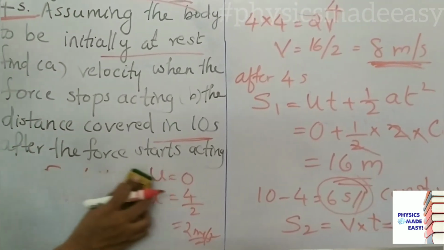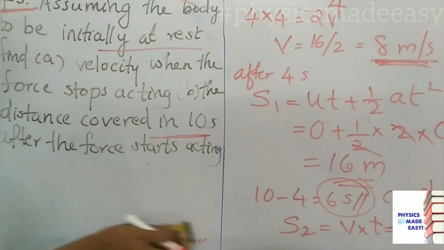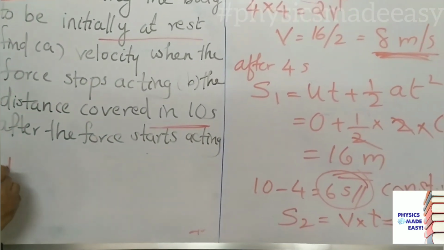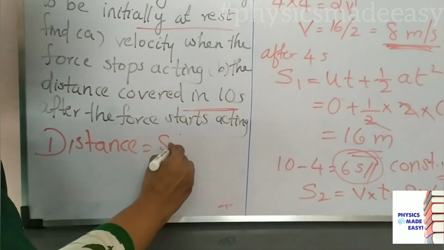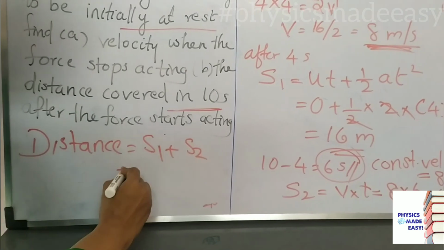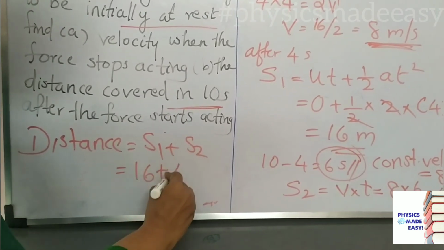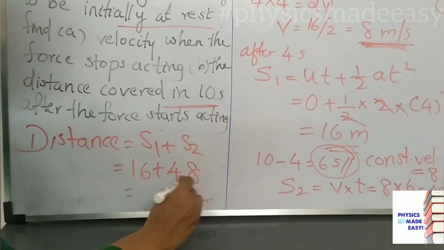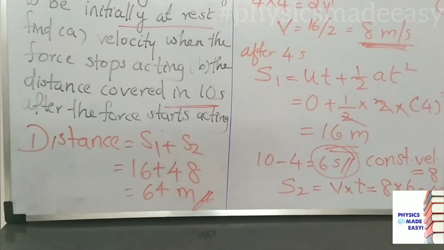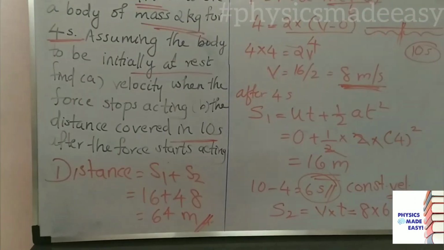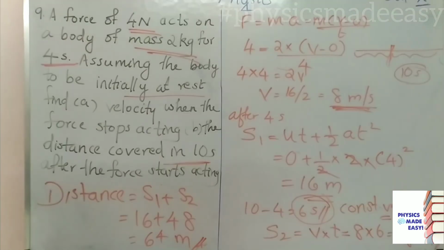We have to take the sum of these two. So the total distance is equal to S1 plus S2, that is 16 plus 48, 64 meter, that is the total distance covered by that object.